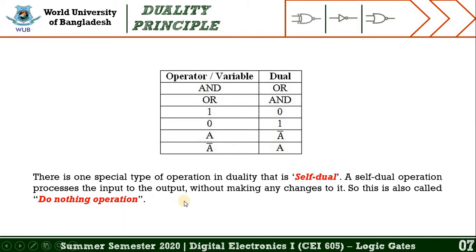Here is a table which represents the duality principle. We already know that the AND operator is replaced by OR and the OR operator is replaced by AND. So there is one special type of operation in duality, that is self-dual. A self-dual operation processes the input to the output without making any changes to it. So this is also called a do nothing operation.